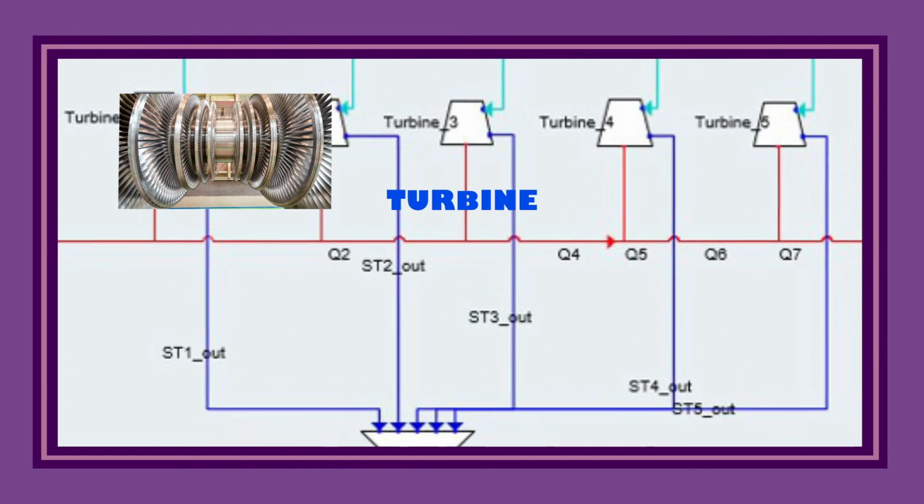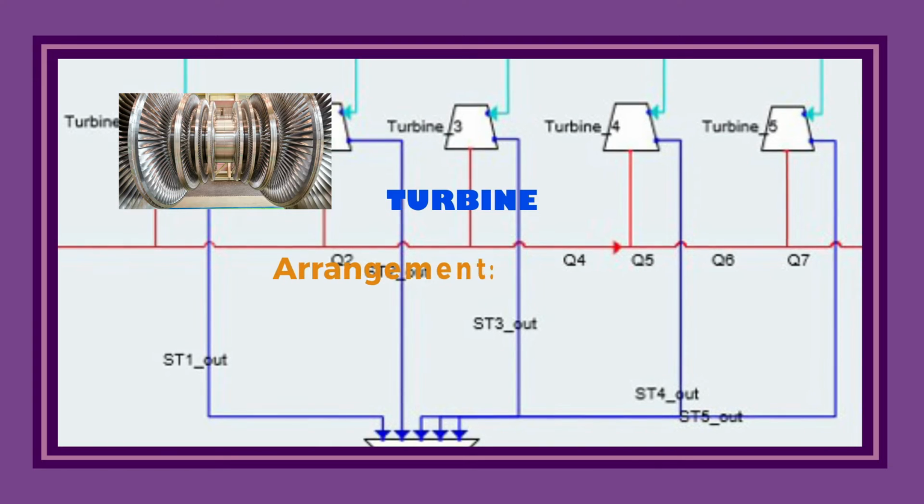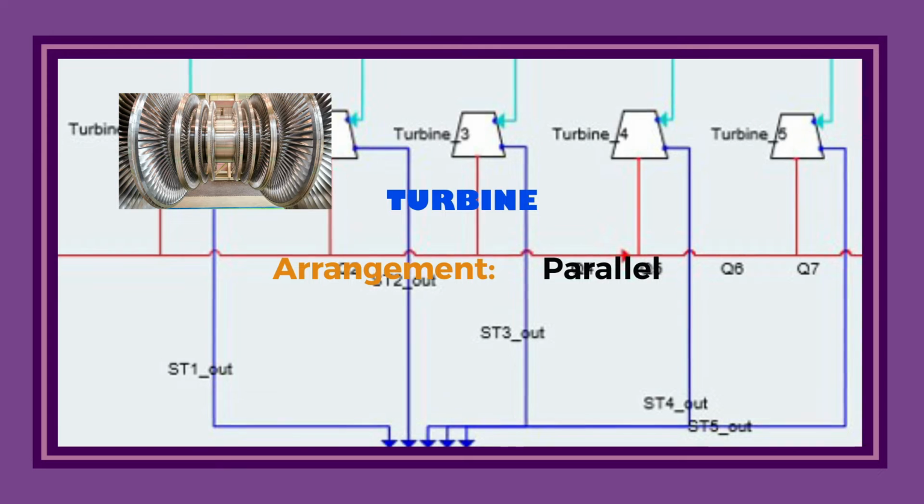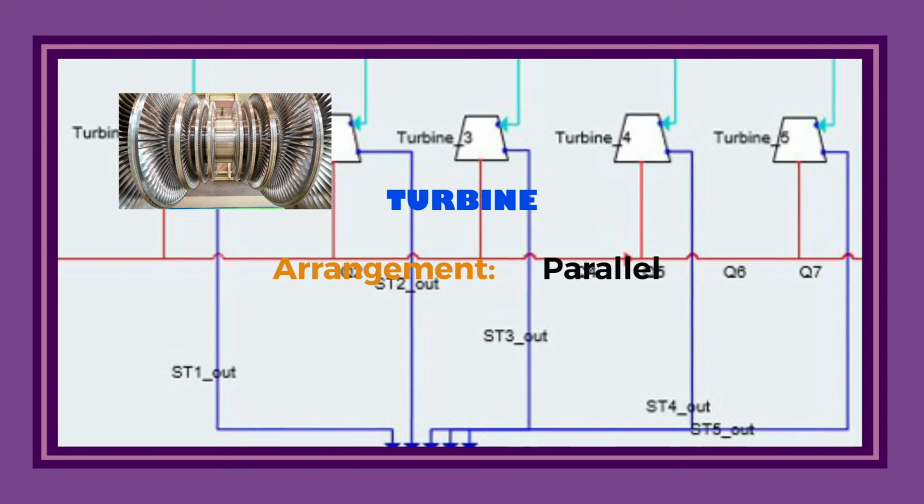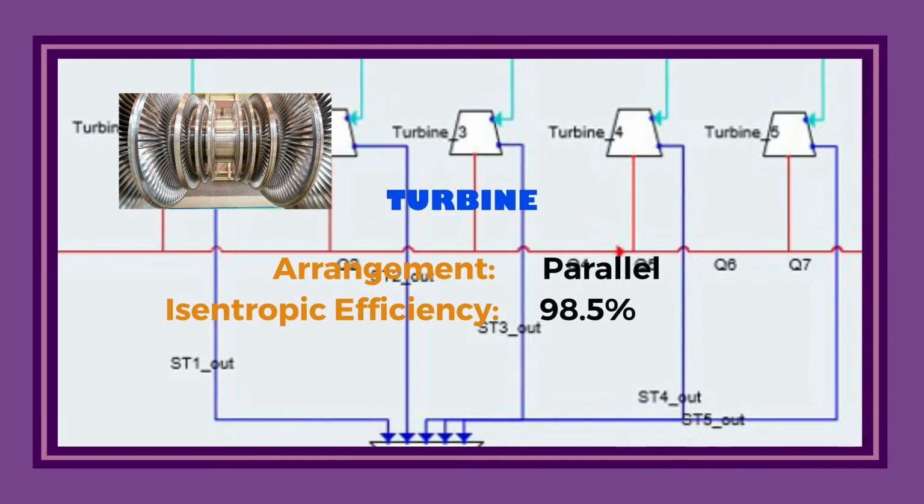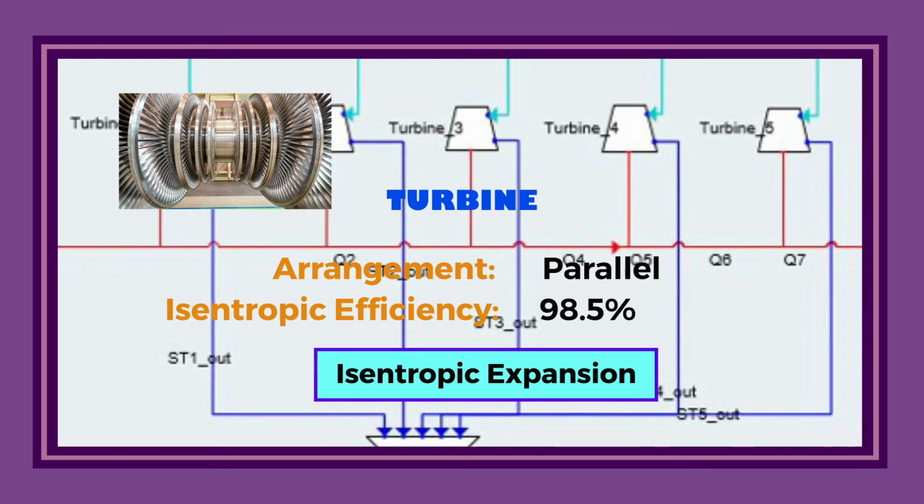Next, we will use 5 turbines. All of them are arranged in parallel, so each of the turbines will have the same condition and proportion of the steam. The turbine will generate power with the isentropic efficiency of 98.5%. The thermodynamic process involved here is isentropic expansion.